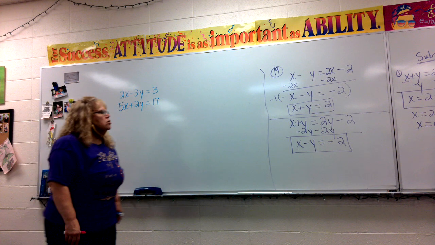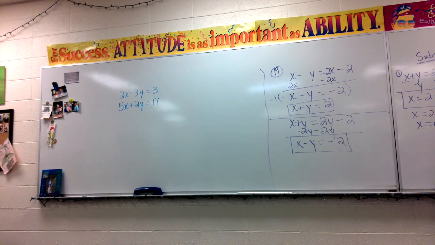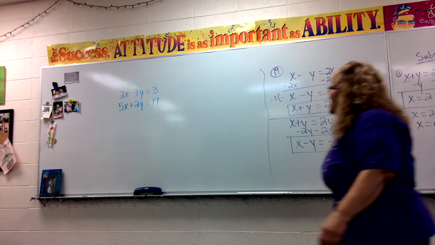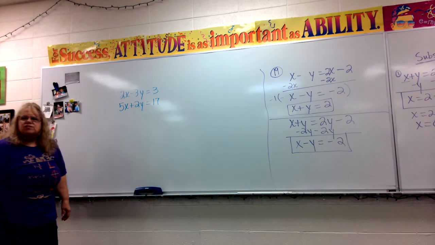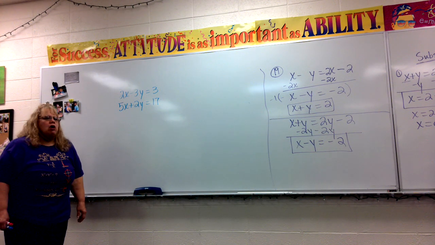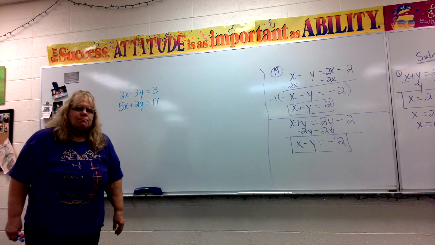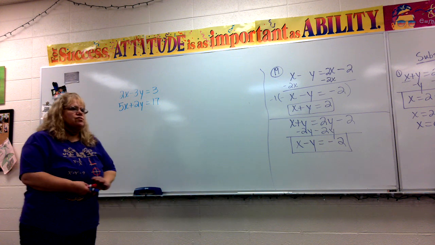And remember, with the addition method, we want opposites. See, those two are opposites. See, they didn't start out as opposites, but we made them opposites. So, is there a chance we have opposites? Do I have any opposites? No. So, our only other hope is to make opposites. How can I make opposites?